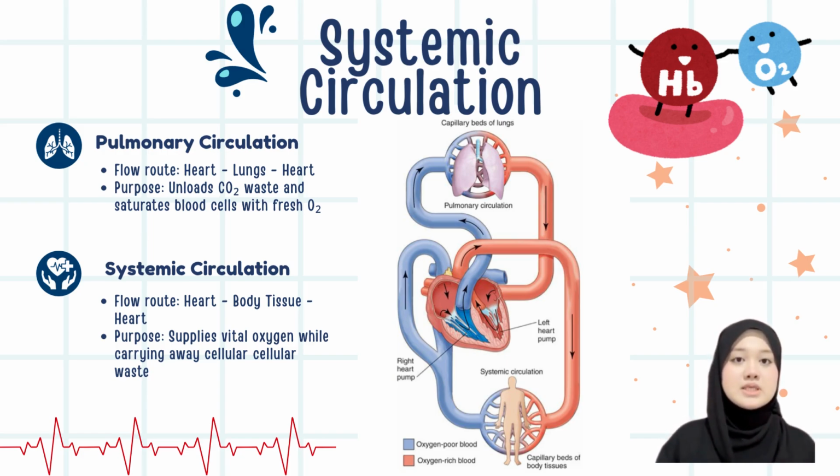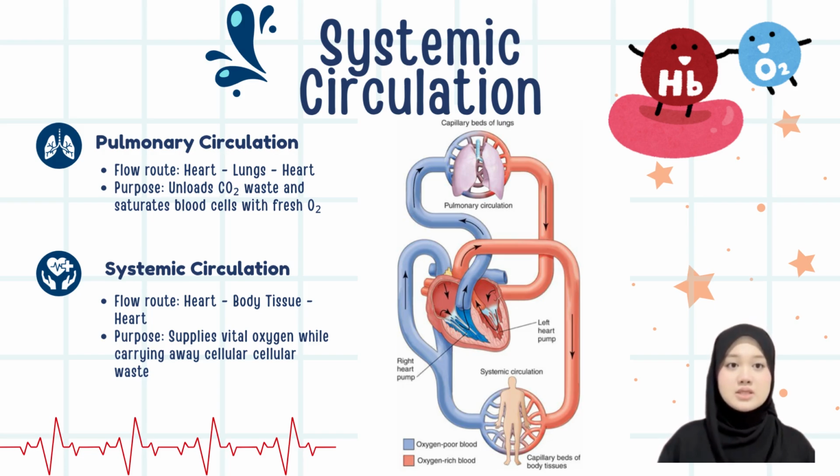Its core purpose is gas exchange. It unloads carbon dioxide waste into the lungs and saturates our blood cells with a fresh supply of oxygen. Once the blood is fully oxygenated, systemic circulation takes over. This loop pumps blood from the heart, delivers it throughout the body's tissues, and routes it back to the heart.